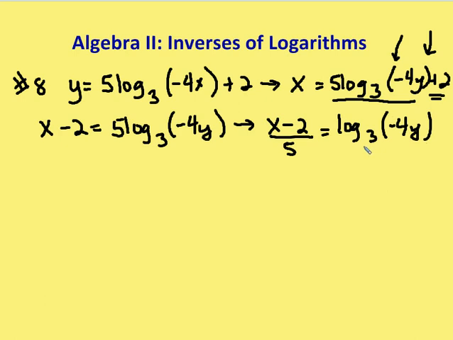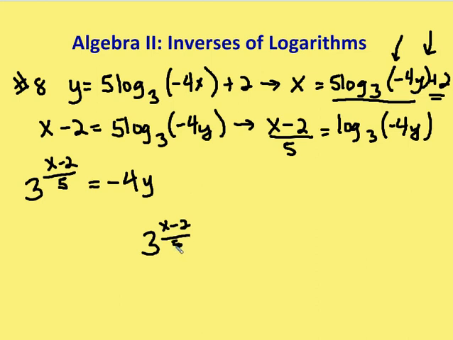At this point, there's nothing left to do but to exponentiate the equation. And so we rewrite it in exponential form, which means that 3 to the (x minus 2) over 5 is equal to negative 4y. And now I can solve for y by dividing by negative 4. And I'm left with 3 to the (x minus 2) over 5, divided by negative 4, is equal to y.